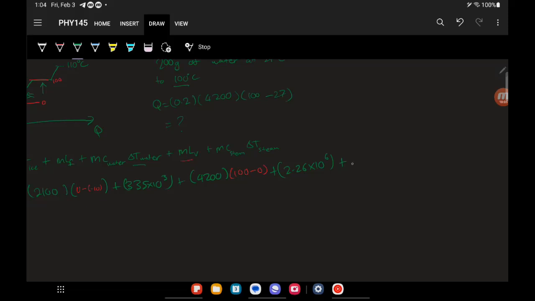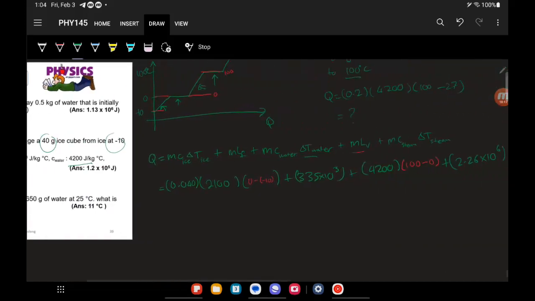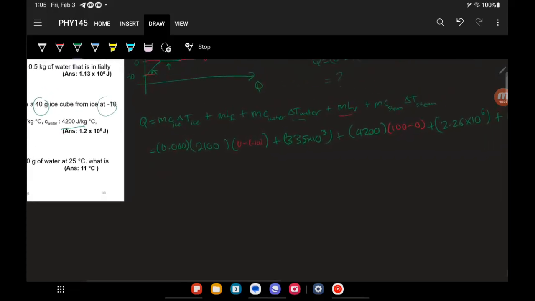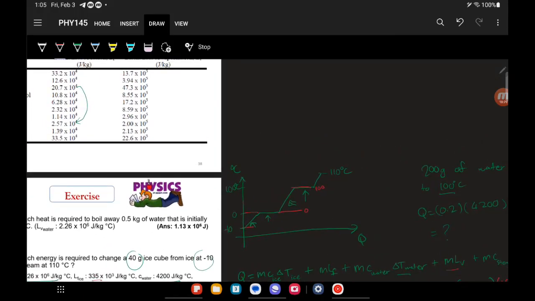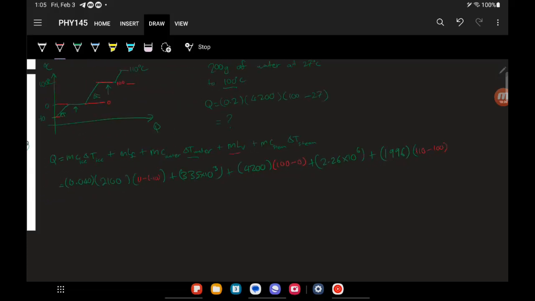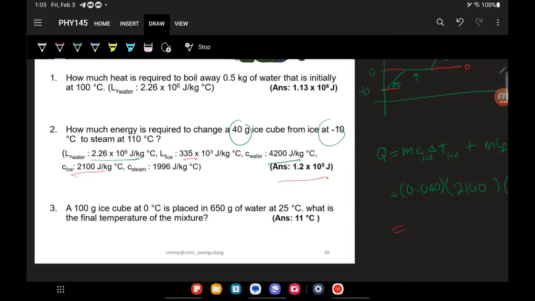And then the last one will be steam. The mass is already factorized. c steam is 1996, multiplied by the temperature difference. The temperature difference here is from 100 to the final temperature described, which is 110. So here it is 110 minus 100. Adding this whole thing will give you the final answer, which is the amount of heat required to change the 40 gram ice cube into steam at 110.